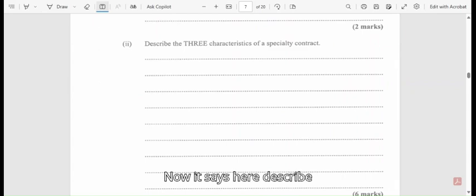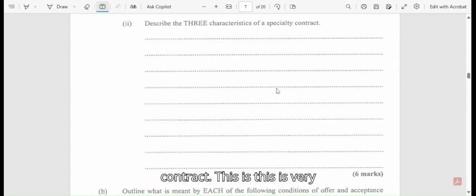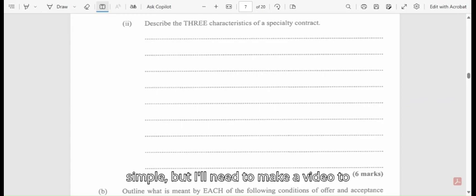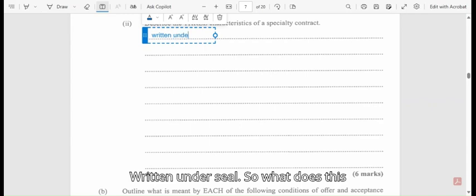Now it says here, describe 3 characteristics of a specialty contract. This is very simple, but I'll need to make a video explaining these terms. For now, let's go with the flow. So, written under seal. What does this mean in its general sense? A specialty contract must be written and signed under seal to distinguish it from a simple contract that can be oral or written. So it needs to be authorized in its general sense.